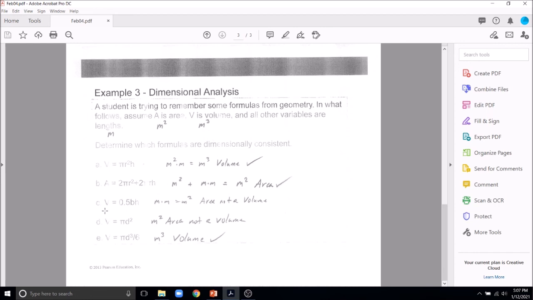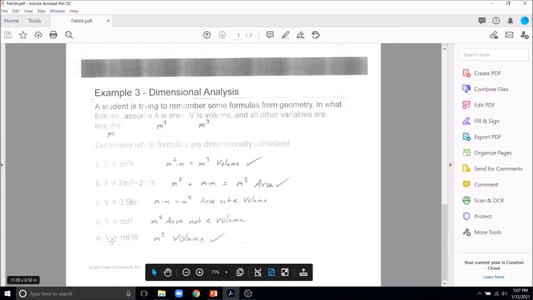The next one here, we have a volume equals 0.5 b times h. Well, there's only two variables here, and they're both meters, so we get a meter squared. That's not a volume, that's an area. Next one is V equals pi times d squared. That's not a volume, that's an area, meter squared. And the last one is pi d cubed over 6.